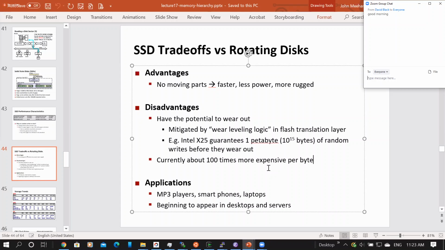So they use these in all kinds of mobile devices, and they're beginning to see them also in desktop type computers that may have one solid state drive of like 0.5 terabyte, and then a rotating disk that's bigger, so that kind of thing.